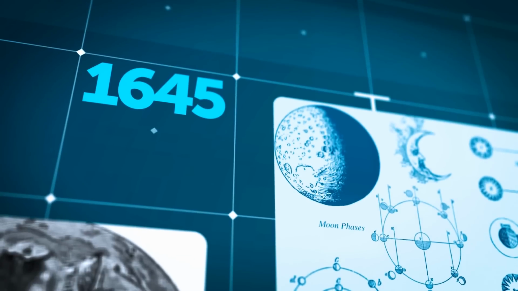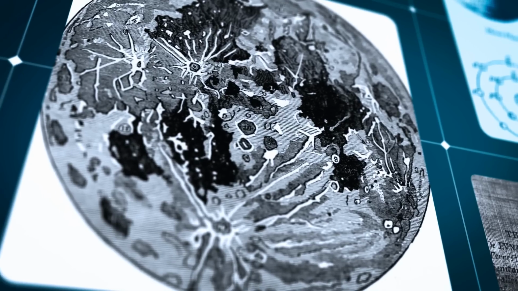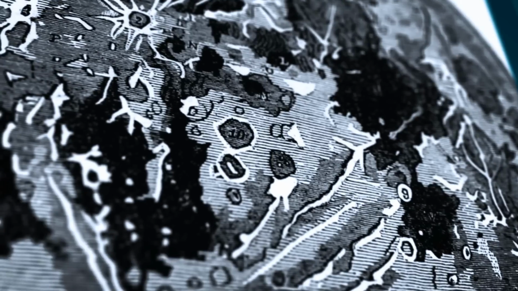Back in 1645, when people first started gazing at the moon, they were fascinated by these dark spots all over its surface.